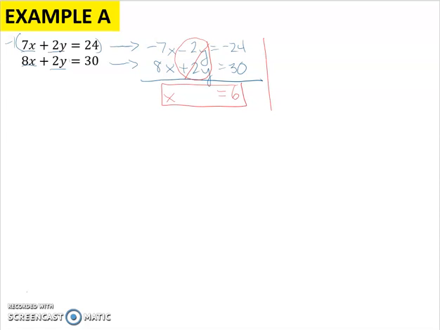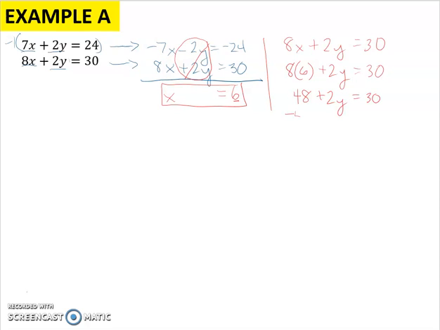Once I have that, I'm going to plug back into one of the original equations. Never use a manipulated one. Always, always, always go back to an original, right? So I could do 8x plus 2y equals 30. I could also use 7x plus 2y equals 24. Either of the originals, we're going to substitute x for 6. Remember, substitute means they're equivalent so they can trade places, right? So 8 times 6 plus 2y equals 30. 48 plus 2y equals 30.